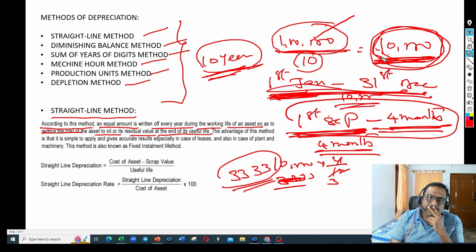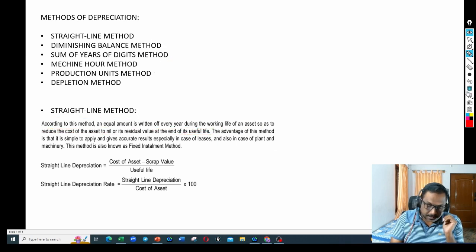Getting my point? So year of usage, year of installation is very important. If the installation is done on 1st January, you can calculate one whole year depreciation in the first year. But in first year, if the asset is installed on 1st September, then 1st September onwards, you need to calculate the depreciation. That is the point to be noted here. Next.